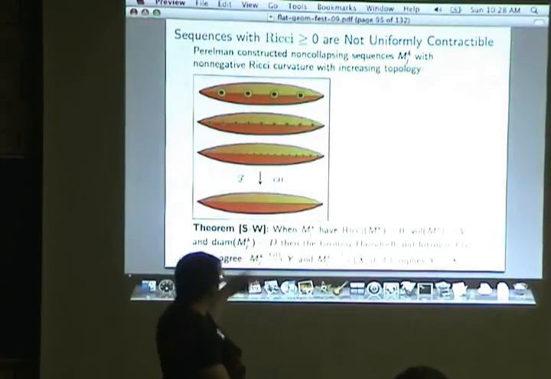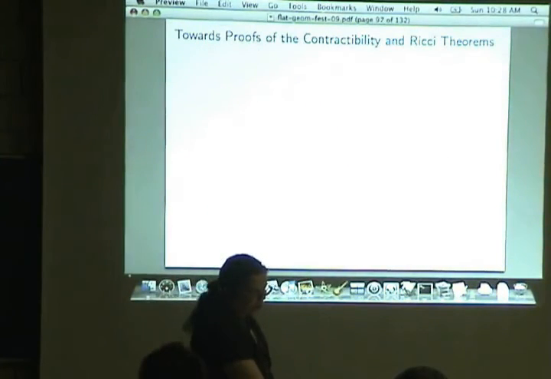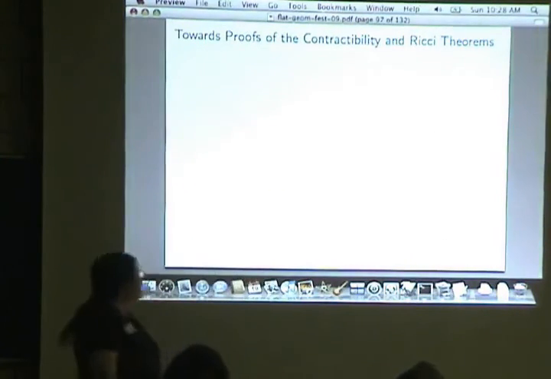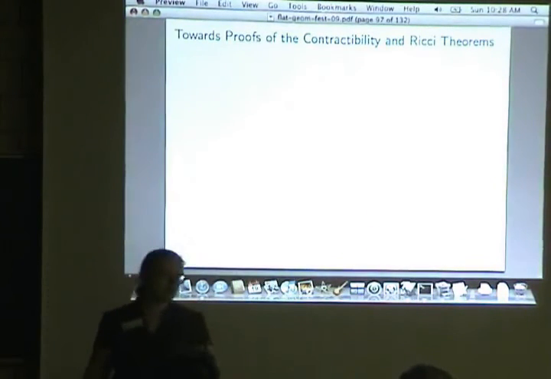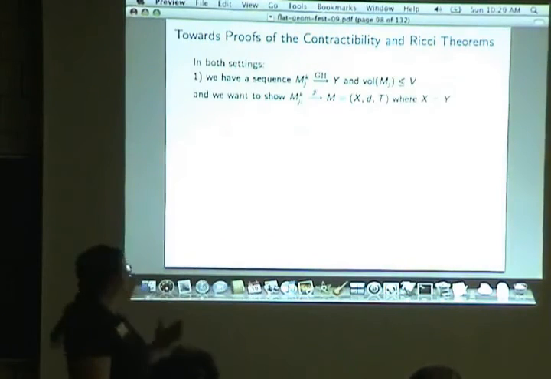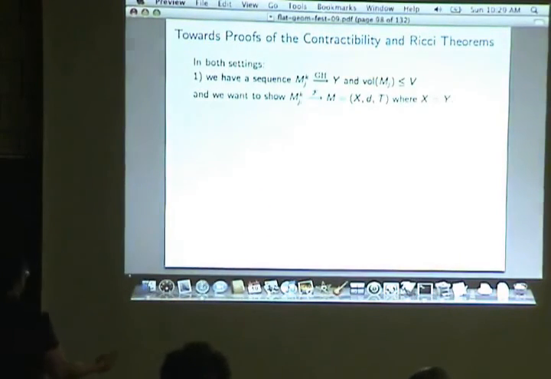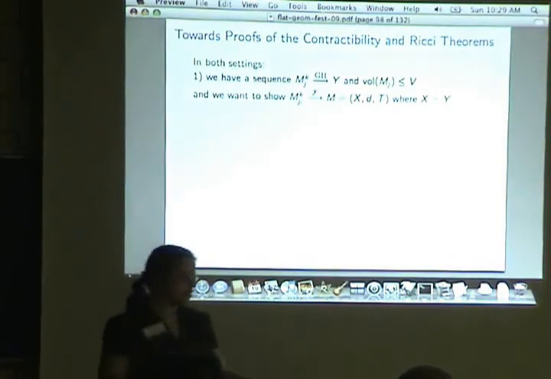That's a reminder of the theorem about the Ricci. Okay, so how do you start the proofs of the contractibility and Ricci theorem? The beginning of the proofs is the same for both. In both settings, we take a sequence of manifolds which are converging in the Gromov Hausdorff sense, and they have volume bounded above. And we want to show that they converge in the flat sense, and that the flat limit is the whole space, not just the subset.